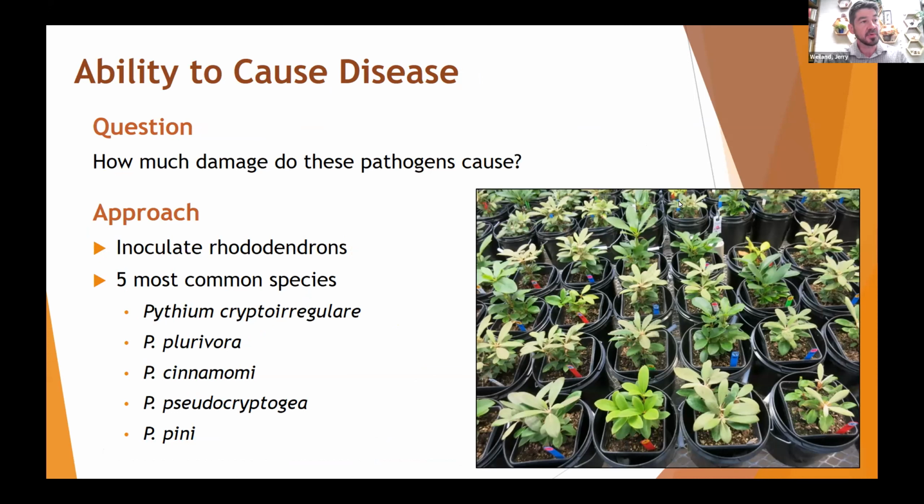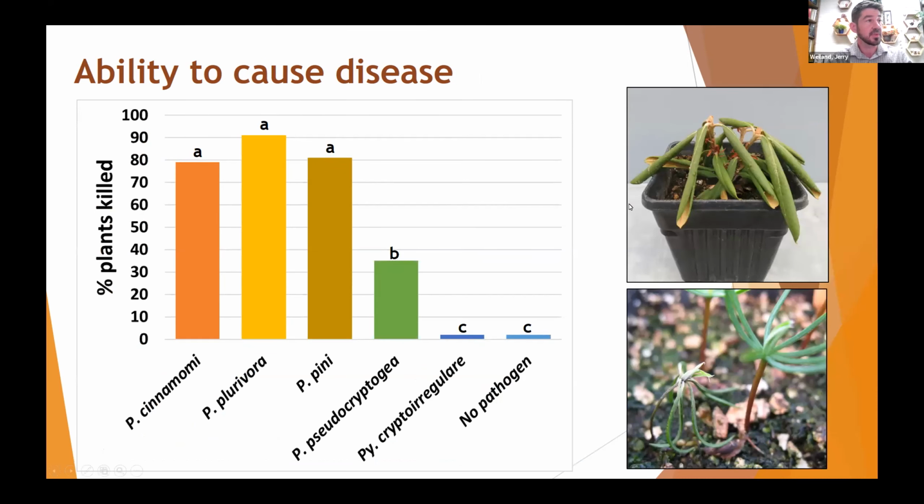We took the 5 most common species that we encountered across all of the nurseries. Pythium cryptoirregulare was number 1, followed closely by P. pleurivera and Phytophthora cinnamomi. Those were at most nurseries, and we inoculated rhododendrons with those.